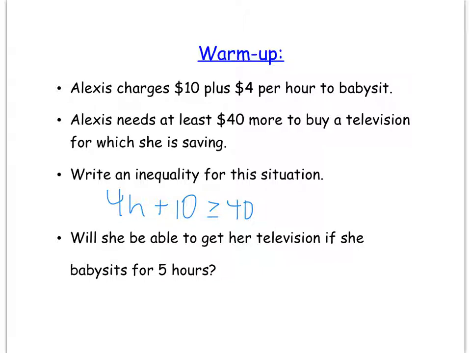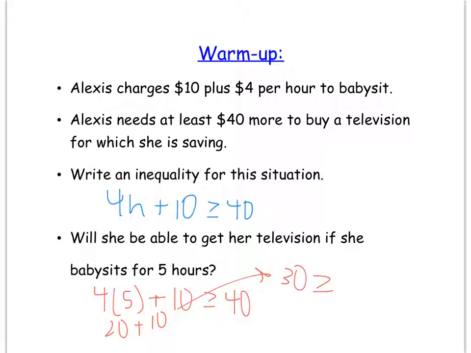The question we need to solve is, will she be able to get her television if she babysits for 5 hours? So if we plug in 5 for H, will that be enough to get her $40 for her television? Well, 20 plus 10 is only 30, so 30 is not greater than or equal to 40, so no.